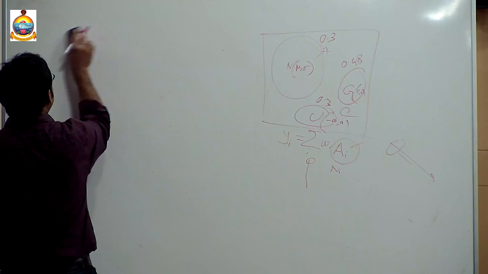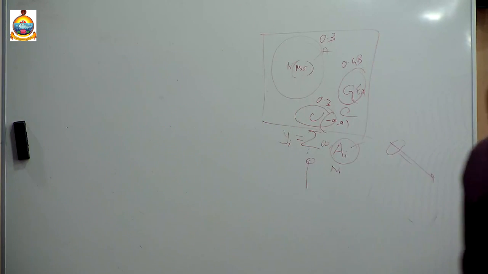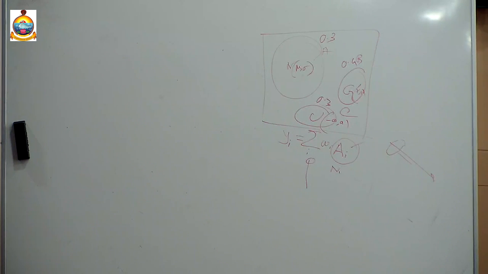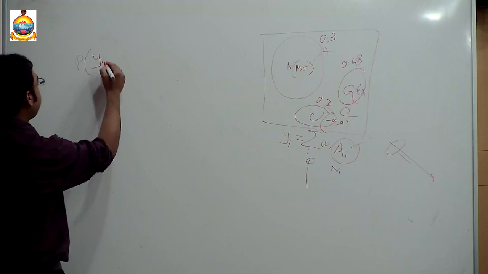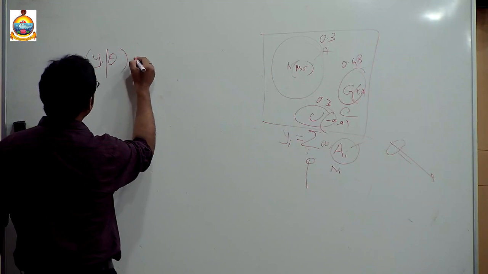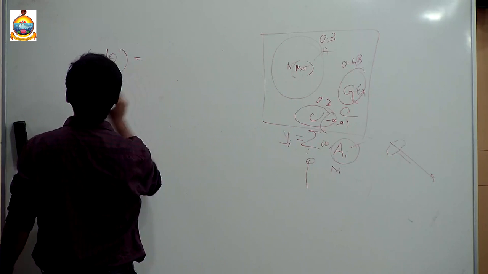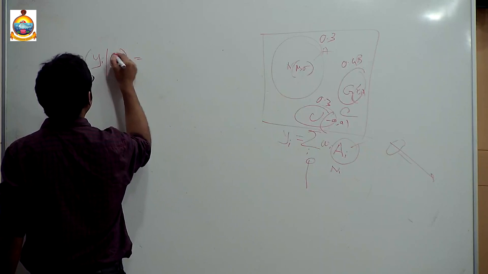I'll write it completely step by step. Maybe this slide will be more helpful. So, we want to model the density of each of the pixels, right? So this is the feature y_i, and we want to find the probability of this one. Theta is the parameter set, that's it.